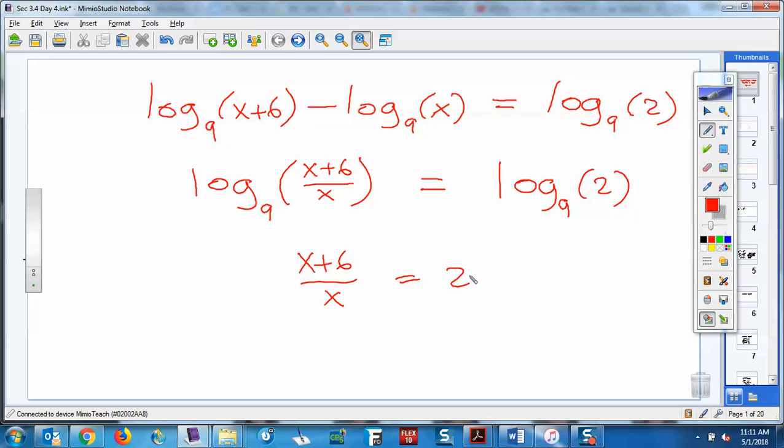Okay, now it's just some algebra. So now you're going to multiply the x over to that side. And then you're going to subtract an x. And you get that. Okay, so it's just done. Now you always should go back and plug these in. Remember, with logs, you cannot have a negative inside the log as an input to the log, or a 0, right? It's got to be positive.